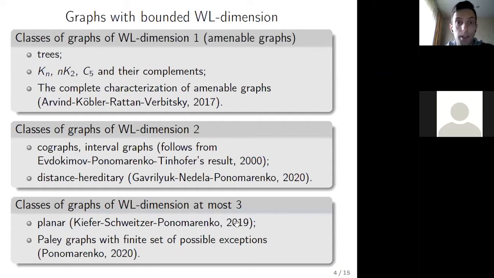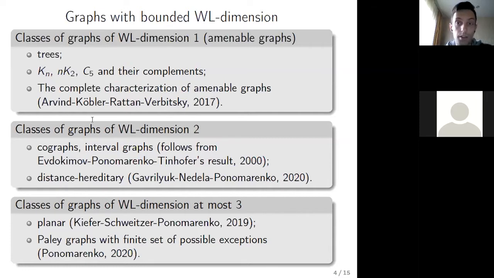I'm afraid to write here any name. Maybe we may assume that these facts are folklore. The complete characterization of amenable graphs was obtained by Arvind, Köbler, Rattan, and Verbitsky 3 years ago. And I think the case of Weisfeiler-Leman dimension 1 is the unique case when all graphs of given dimension are described.